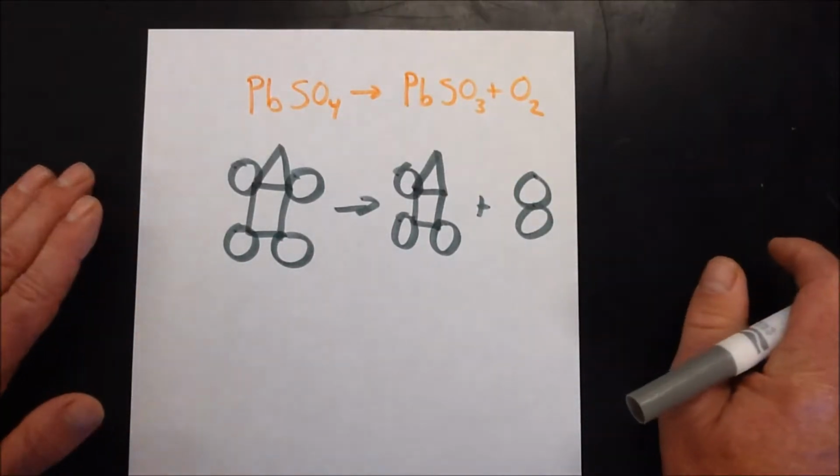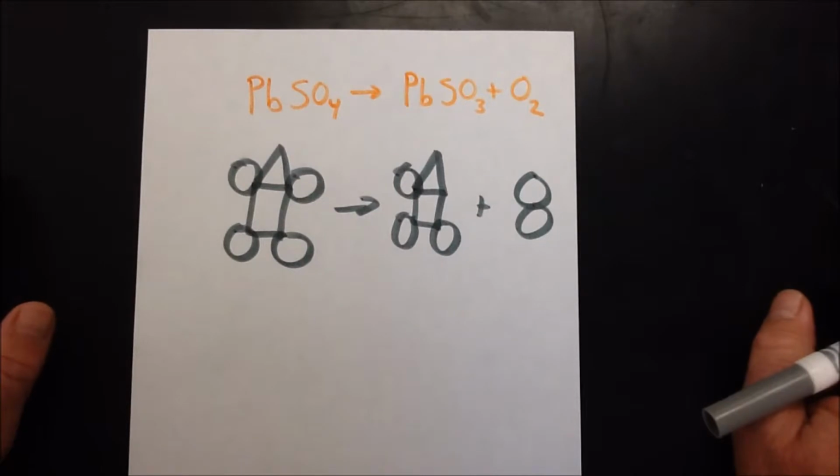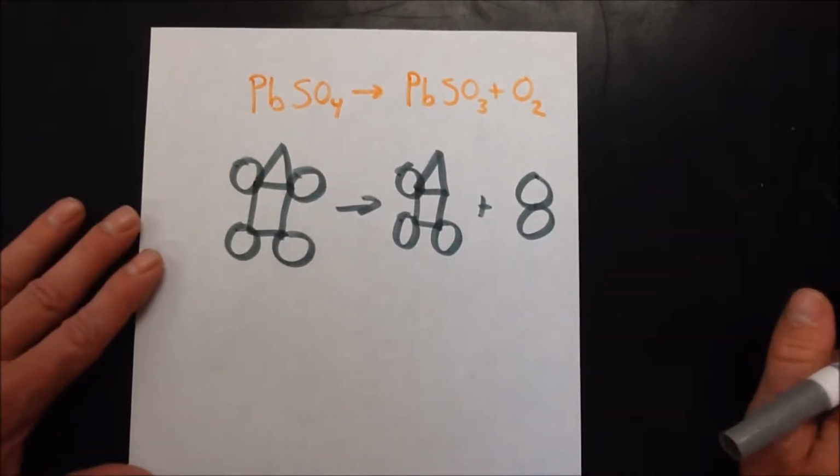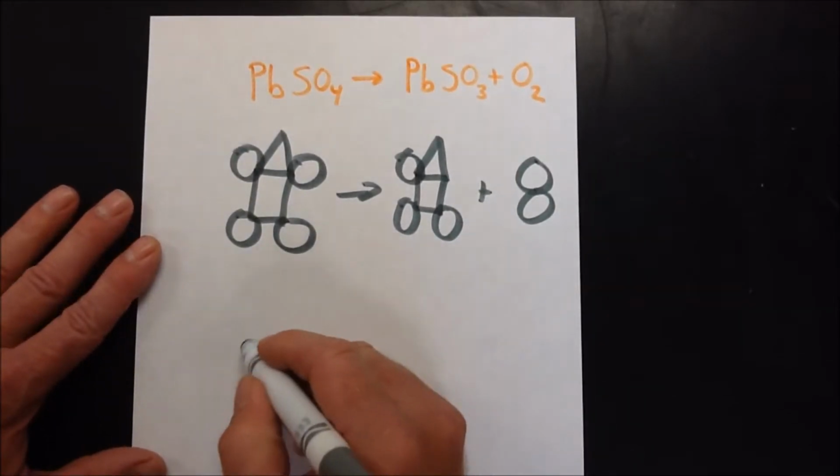So I see 1 square on each side, 1 triangle on each side, but the problem here is with the oxygens, with the circles. I don't have enough on the reactant side. So I'm going to draw another one of these.